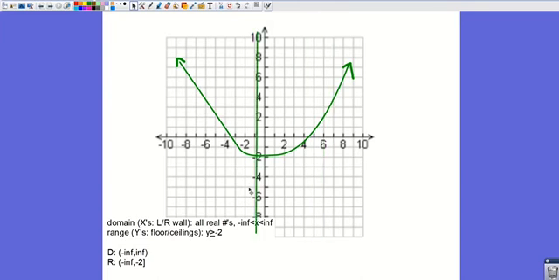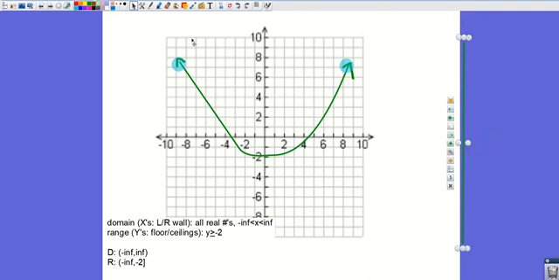If you look over here, this graph forever goes left and forever goes right. So therefore, the graph never hits a left wall or a right wall. It crosses the wall. So therefore, the domain is all real numbers, or negative infinity to positive infinity, or you can write it like this in interval notation.